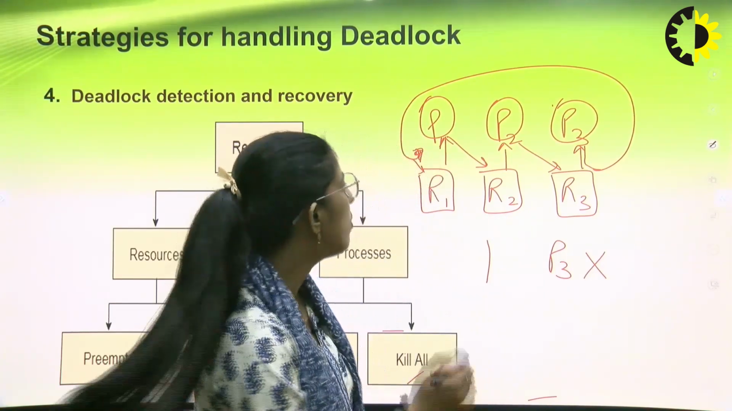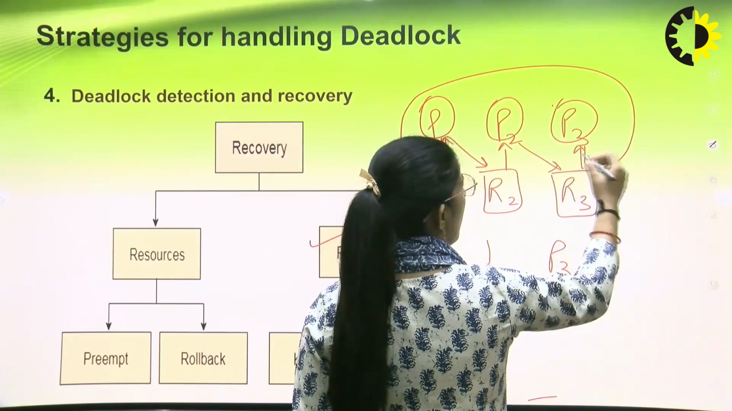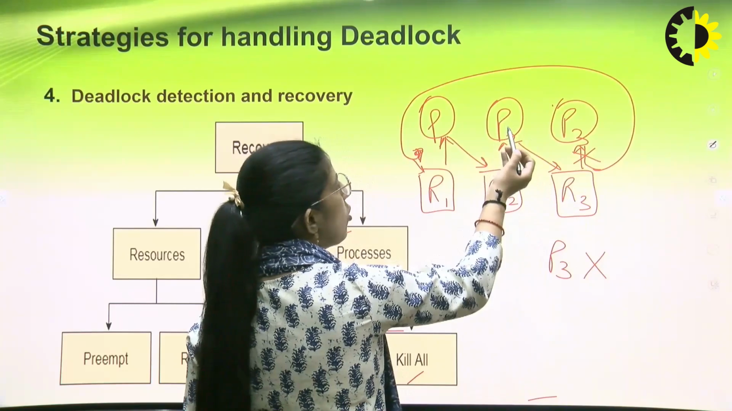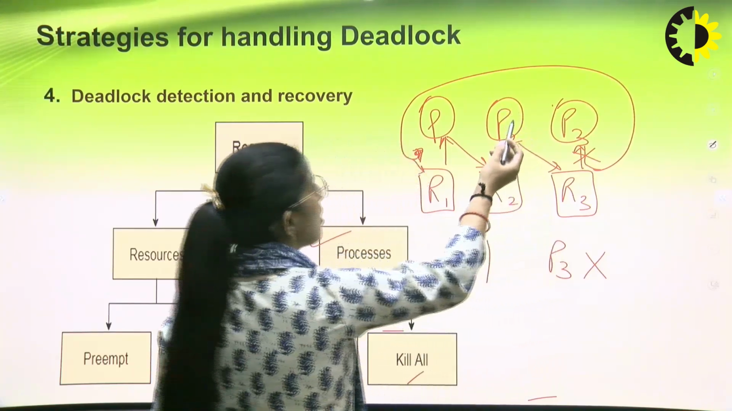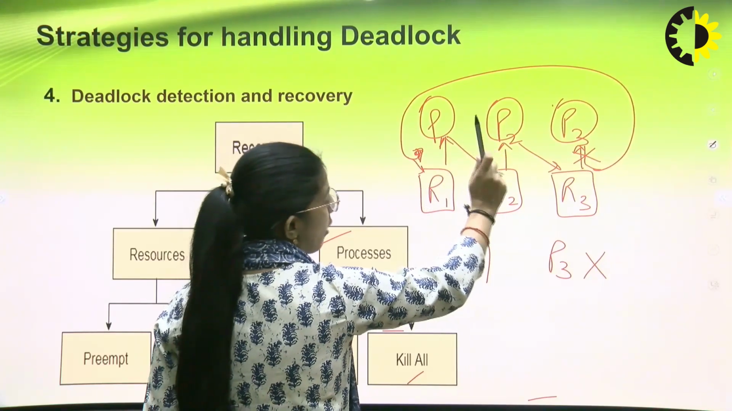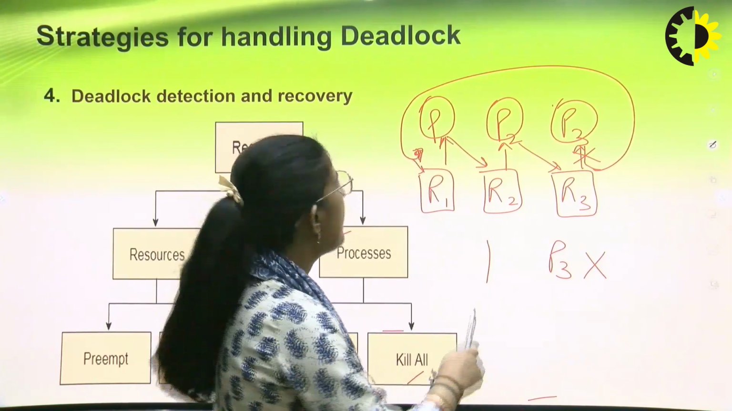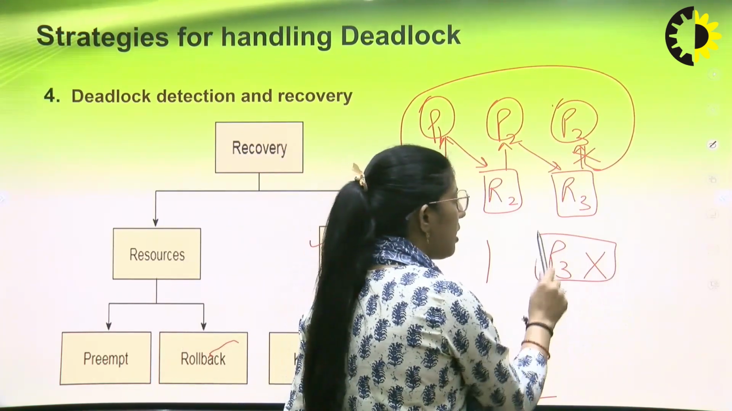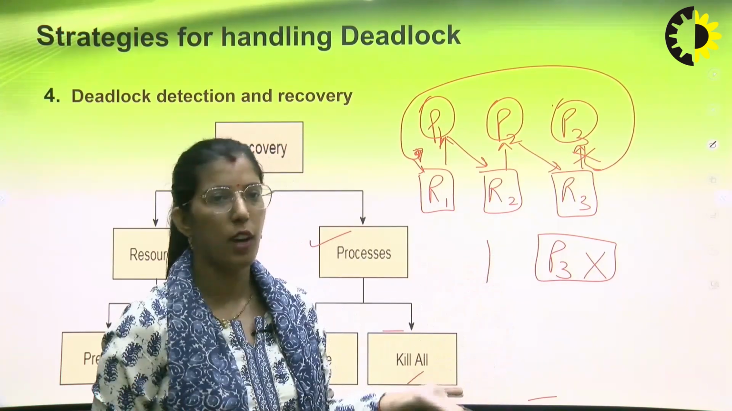execution of P3, then what will happen? It will release R3 as well. R3 is now available, which is required by P2. If P2 gets R2 as well as R3, its execution gets completed. Next, after termination of P2, it will release R2, which will be given to P1, and now P1 also gets completed. So this is how our deadlock is recovered, by only preempting one of the processes. So this is one of the solutions.